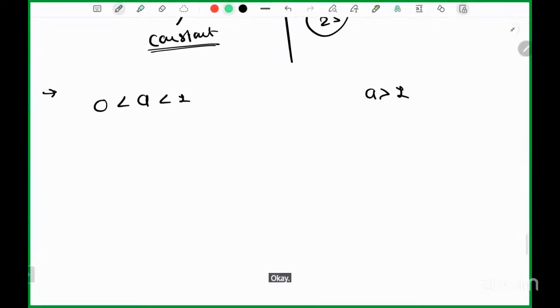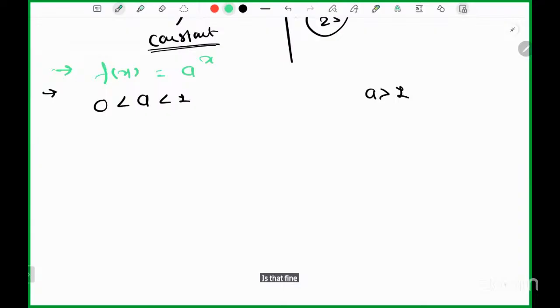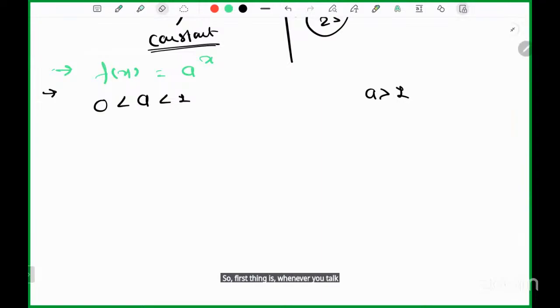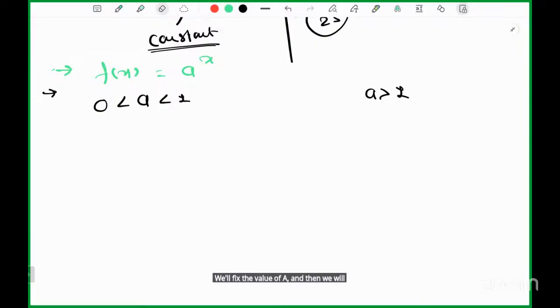Again, I'll repeat, we are talking about the function f of x equals a to the power x. Is that fine so far? Now see, here we can consider this exponential function's behavior in two ways. Whenever you talk about an exponential function, first you fix the exponent. That means first we fix the value of a, and then we talk about the function a to the power x.